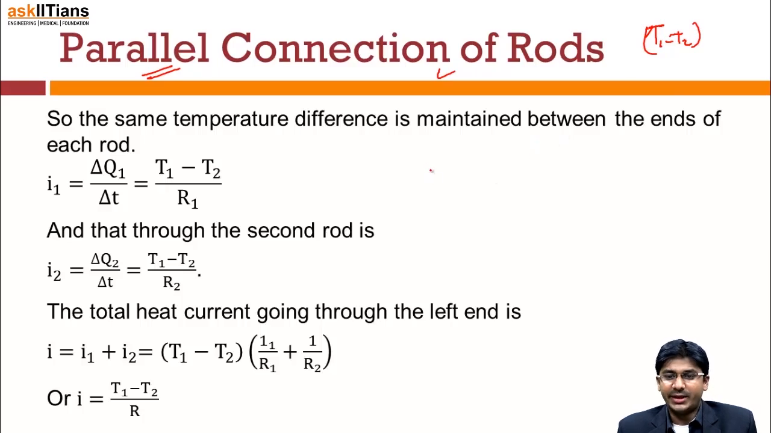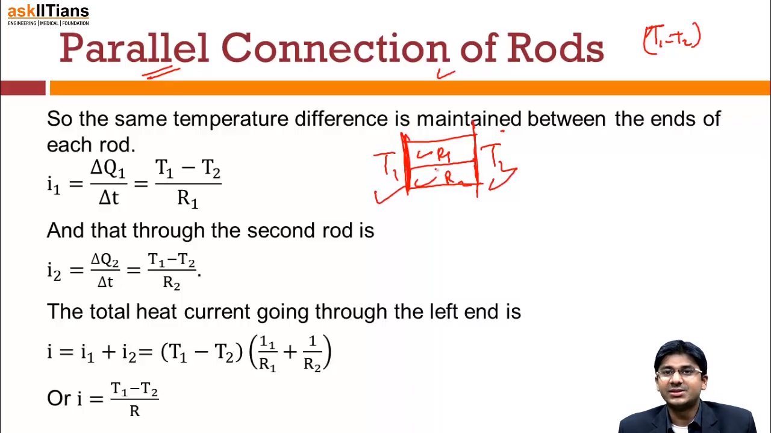So now it could be like this. These are the two rods. This whole end is at temperature T1, this end is at T2. Now this has a resistance R1, this has a resistance R2. Now both of these rods have the same temperature difference. That means they are in parallel. And what is constant in this was the temperature difference. So again I apply the same thing here.